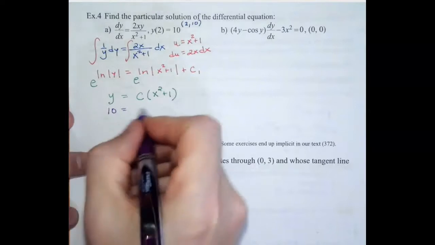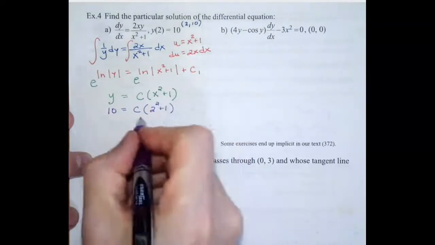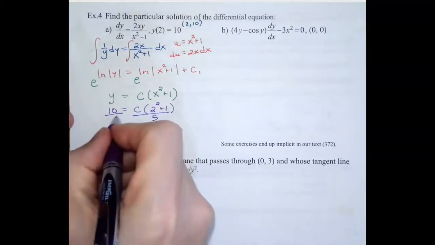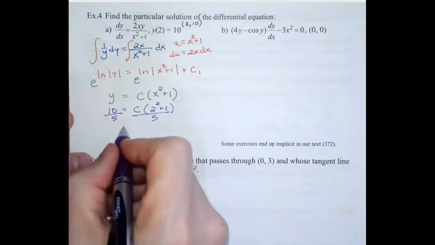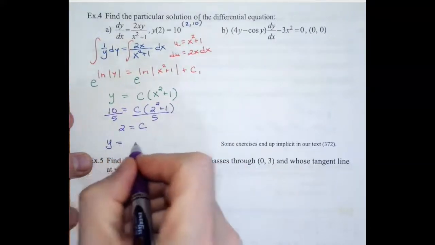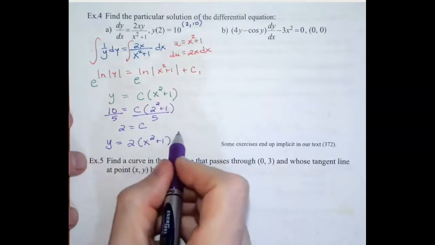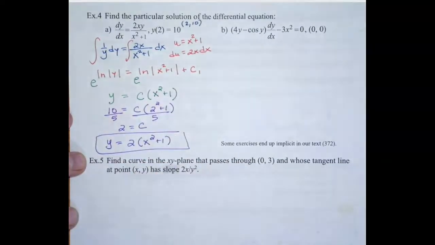So we have 10 equals, and we have 2 squared plus 1, that's 5. So if we divide by 5, we get that c equals 2. So our answer is 2 times x squared plus 1.